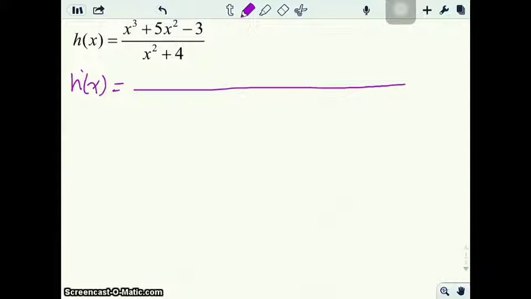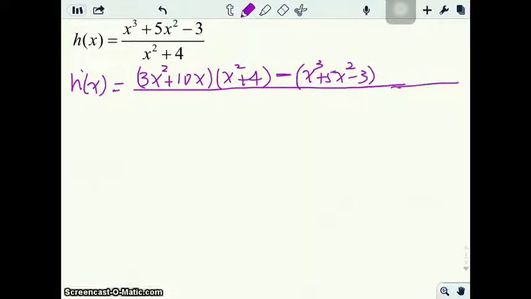Derivative of the first one, 3x squared plus 10x, parenthesis, multiply the bottom one, x squared plus 4. Okay, and it's going to be minus, the top one now stays just as it is. Let me extend this. And the bottom one now is the derivative, multiplied by 2x. And the bottom one has the square, so we square it like that. That's the first step.